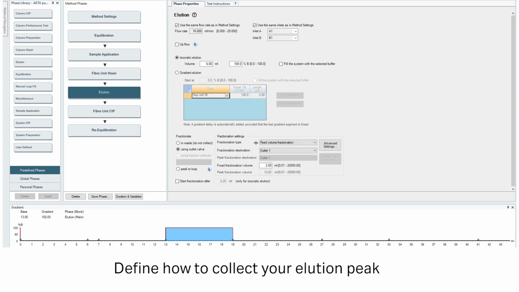Define how to collect your elution peak. Typical criteria are 20 to 100 milliabsorbance units with a 2 millimeter UV cell, which is standard on ÄKTA Pure and ÄKTA Avant.